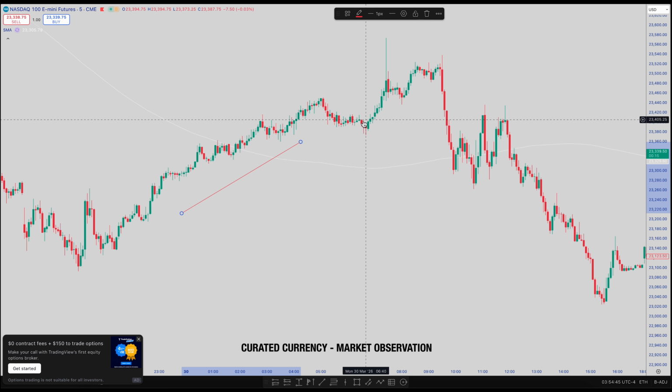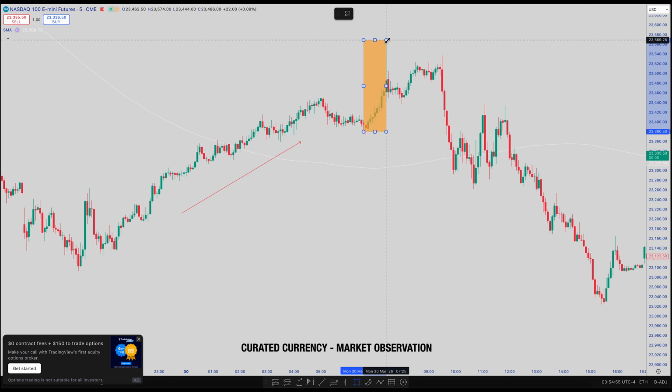From 4:35 until around 7:30, momentum increases and price pushes into highs. Now this phase reflects late stage expansion, where the market reaches into liquidity and begins showing signs of exhaustion.